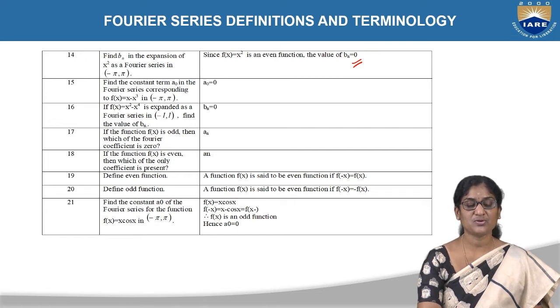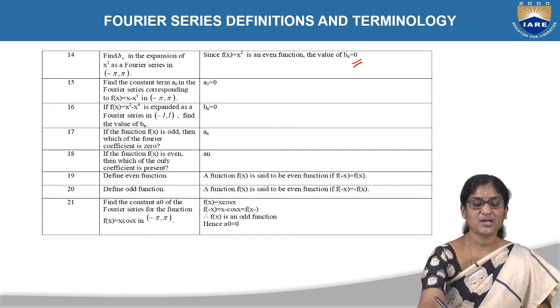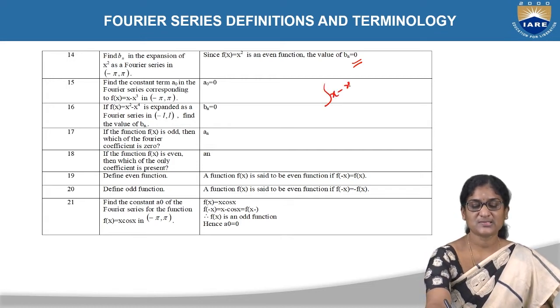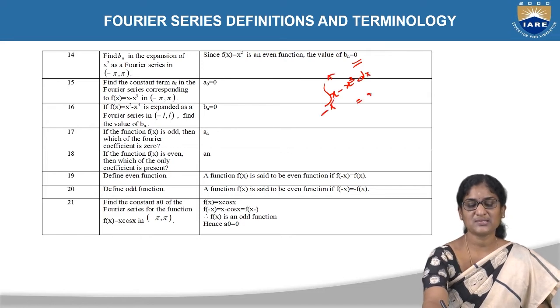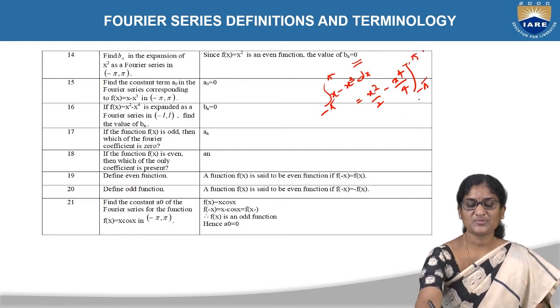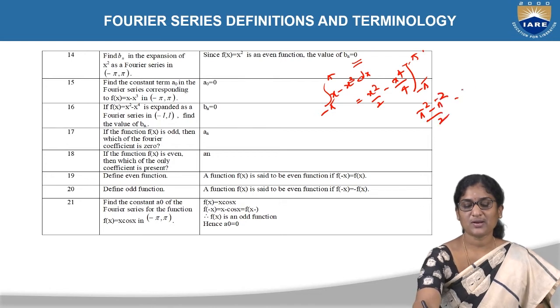Next, find the constant term a naught in the Fourier series corresponding to f of x is equal to x minus x cube in the interval minus pi to pi. So a naught will be equal to 0 here, because you have the integral of x minus x cube dx from minus pi to plus pi. That can be written as x square by 2 minus x to the power of 4 by 4 in the interval minus pi to pi. If you substitute this interval, this becomes pi square by 2 minus pi square by 2, and pi to the power of 4 by 4 minus pi to the power of 4 by 4. So obviously it will be equal to 0.